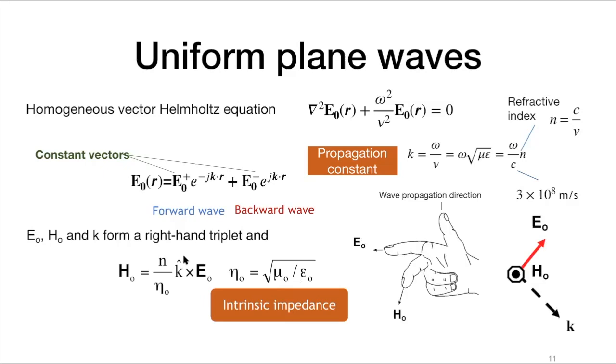And also from this cross product, or from the vector product, we can learn that we can form a right-hand triplet from E, H, and K. Now, look at this example. In this example, if you point to the propagation direction with your thumb, your pointer will point to the electric field vector direction, and the magnetic field will be along your middle finger.